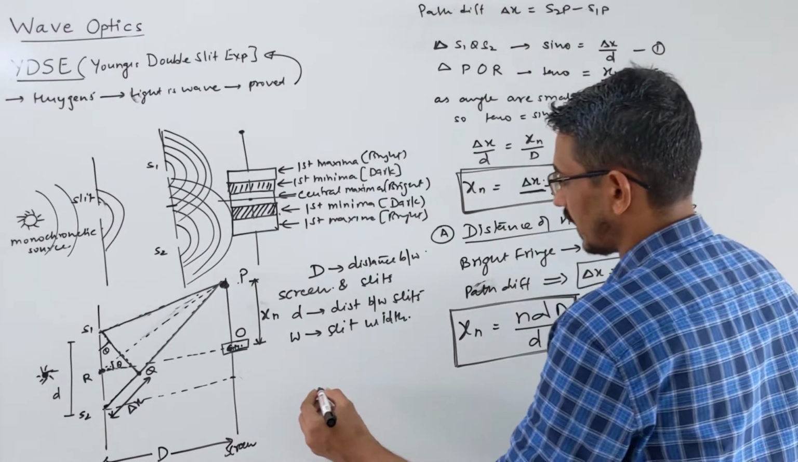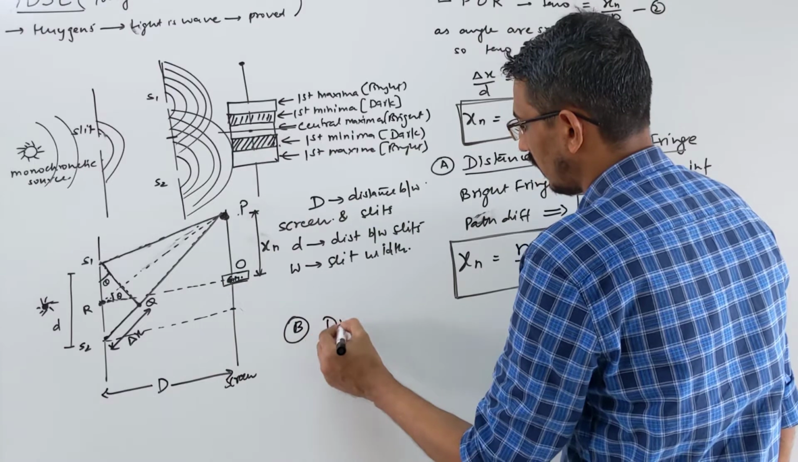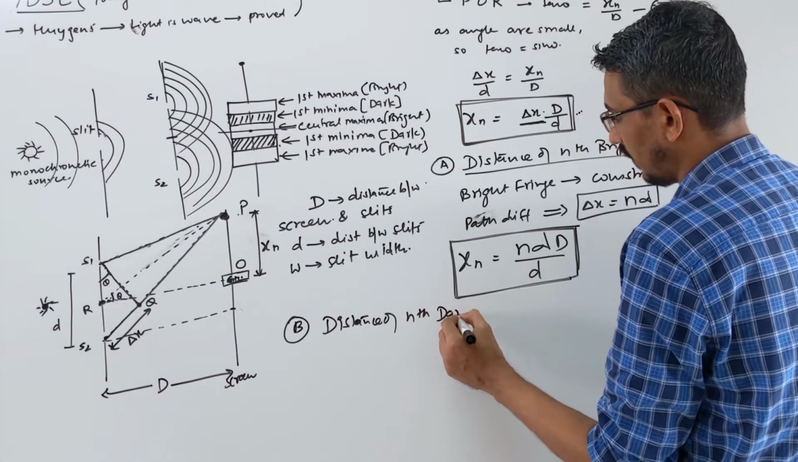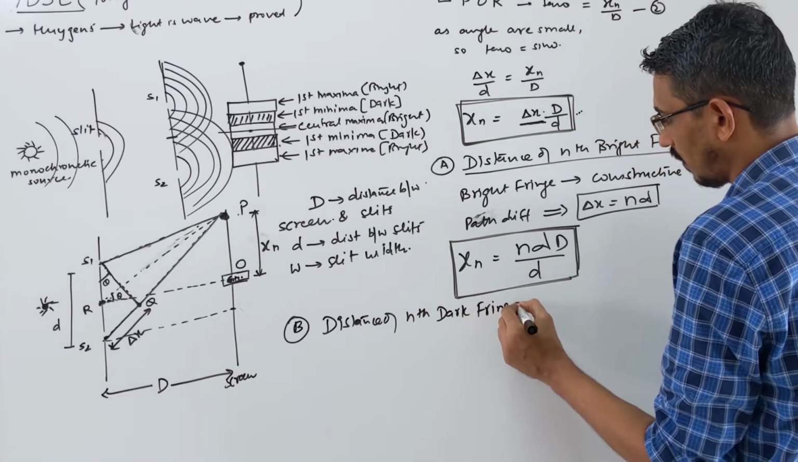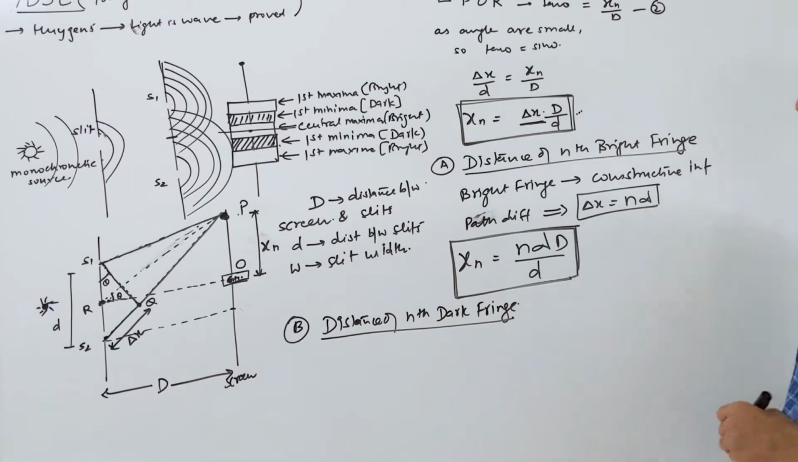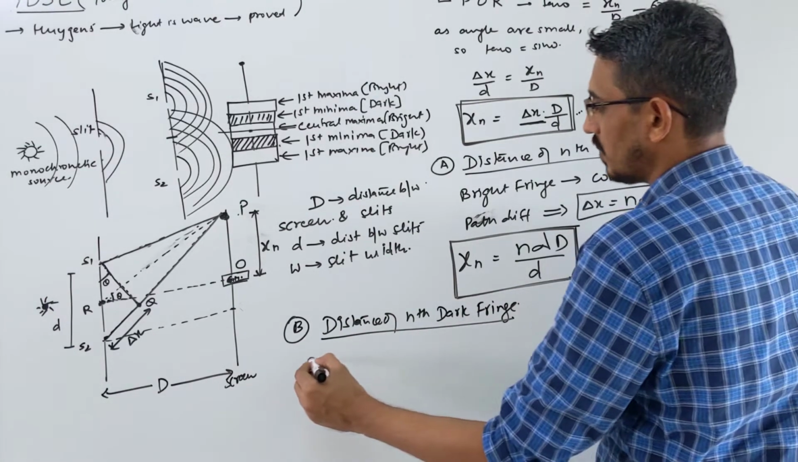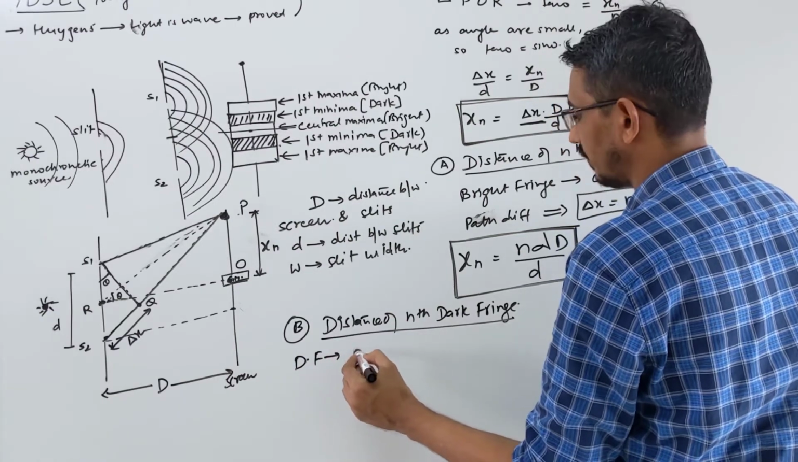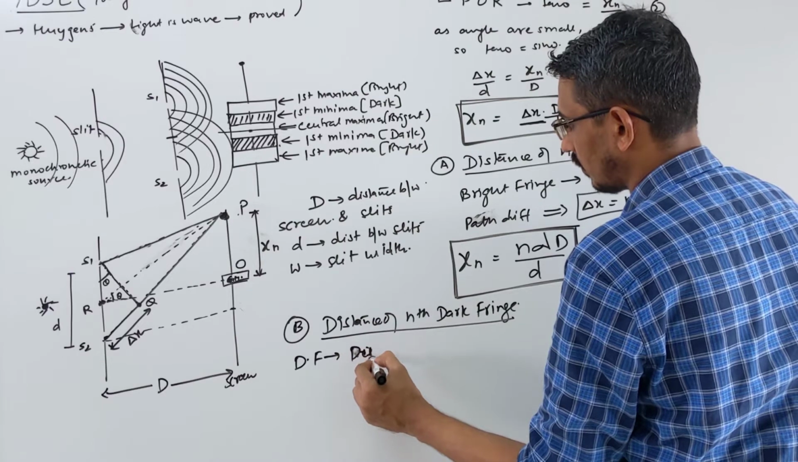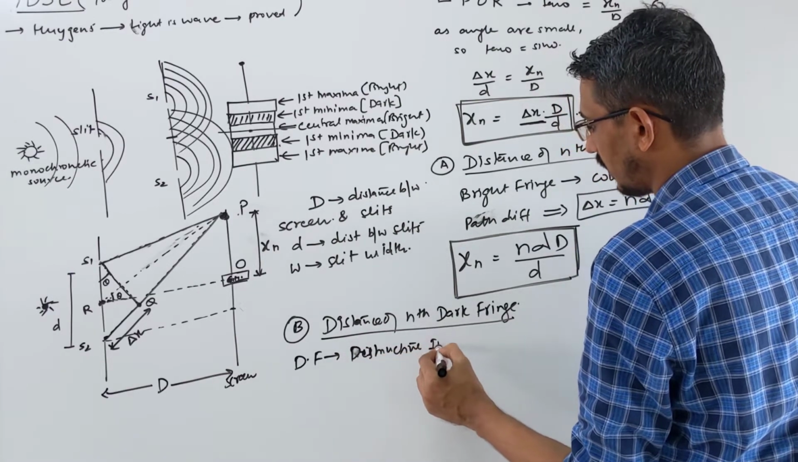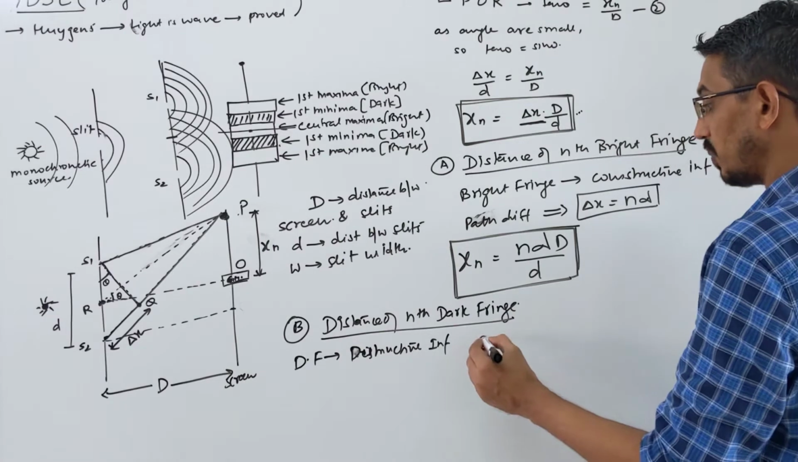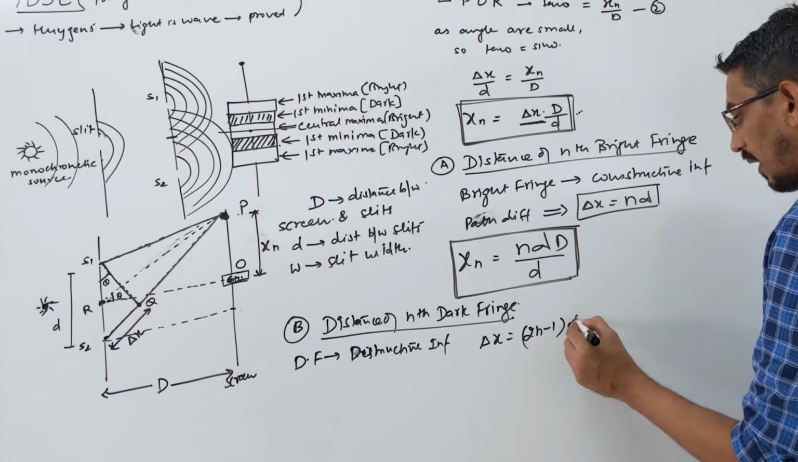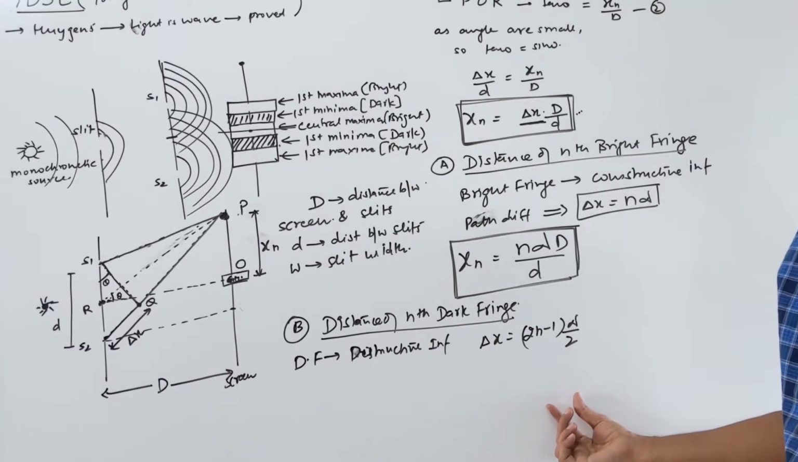In the same way we will calculate the second point, the distance of the nth dark fringe. Dark fringe means you want destructive interference. What should be the path difference for destructive interference? We have learned it should be (2n minus 1) lambda by 2. Hope you remember this, we recently learned it.